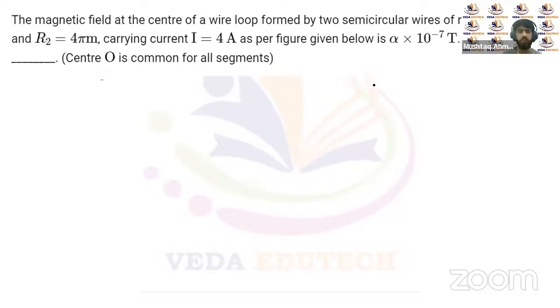The magnetic field at the center of a loop formed by two semicircular wires of radii r1 and r2, where r1 is given as 2 pi meters and r2 is given as 4 pi meters, carrying current I equal to 4 amperes as shown in the figure, is alpha into 10 to the power minus 7 Tesla. What is the value of alpha? The figure is like this. So this is the given situation in this question.